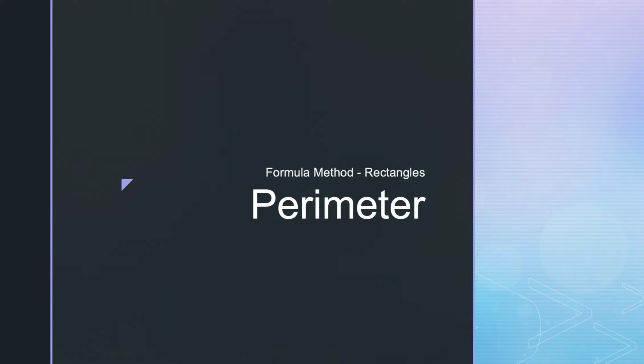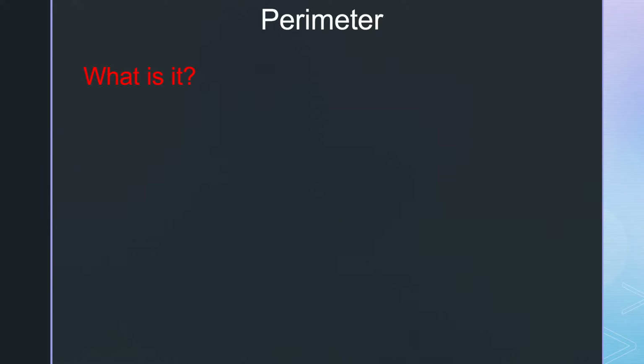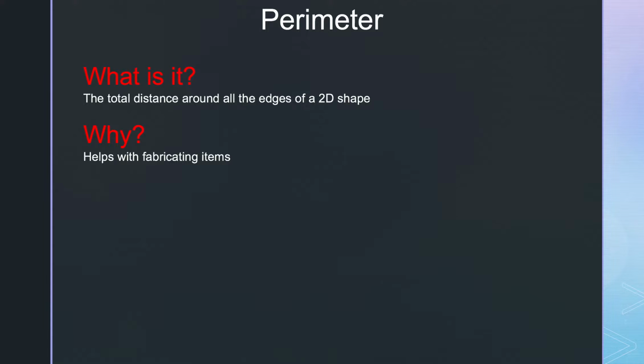Perimeter, formula method with rectangles. What is it? The total distance around all the edges of a 2D shape. Why? Helps with fabricating items.